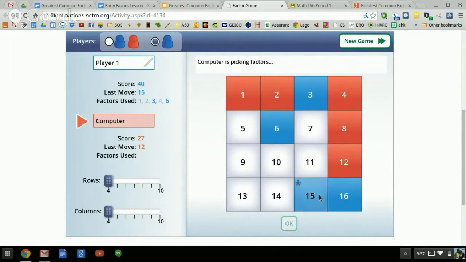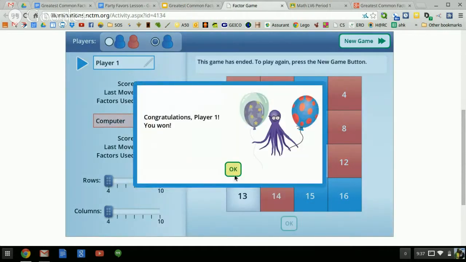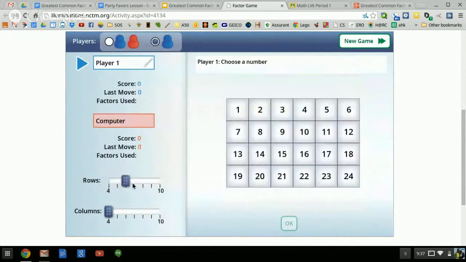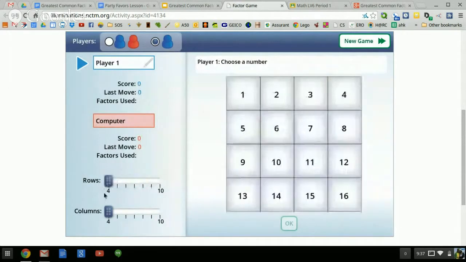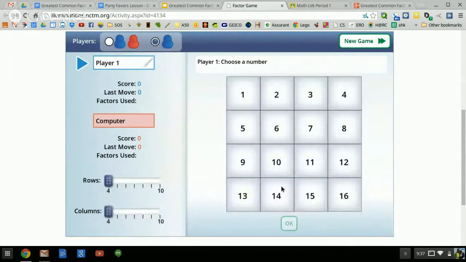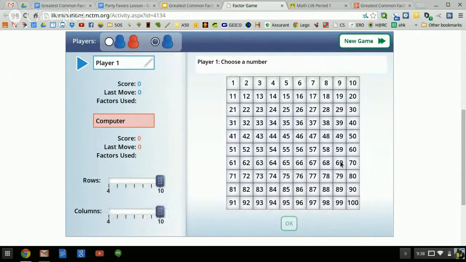Maybe I want to pick 15. All it could find was 5. Then it picks 14. I pick 7. So I won. Alright, you get to play this a couple times. You can also change this, make it bigger. Alright, 4 is the smallest you can do. So you can make it, and 100 is the biggest you could do. Okay, that's a hard game. So play that for a while, and then come back to my video.